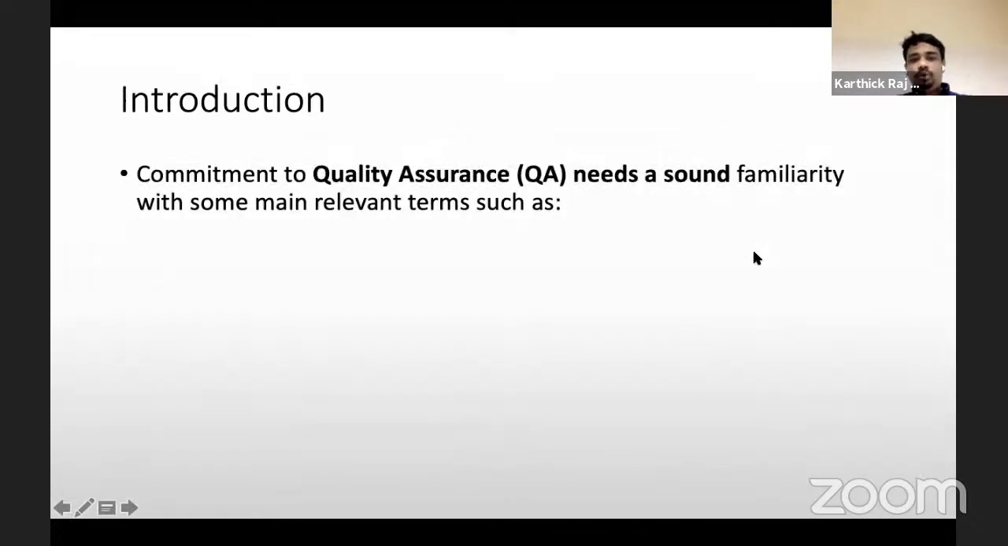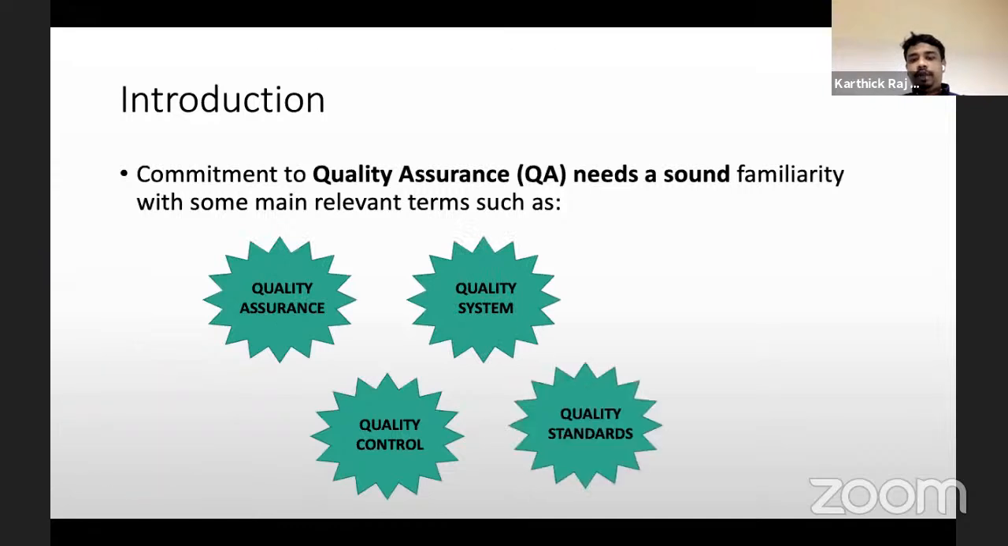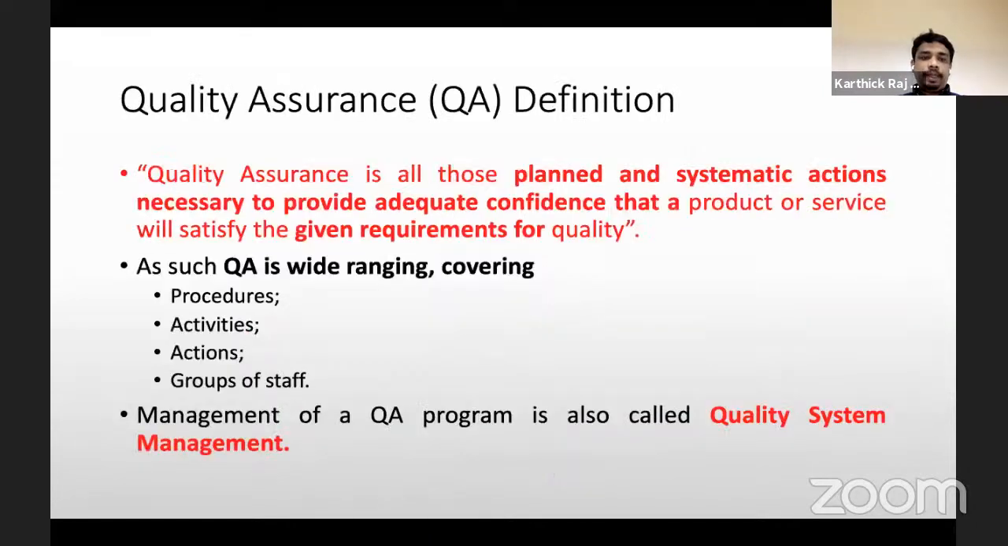I will go through some of the terminologies we use in quality assurance. Quality assurance needs a sound familiarity with some relevant terms such as quality assurance, quality control, quality system, quality standards, and quality assurance in radiotherapy. We'll quickly go through the definitions, and then we'll get into all the QA procedures for the equipment. The quality assurance definition is: a planned and systematic action necessary to provide adequate confidence that a service satisfies the given requirements for quality.